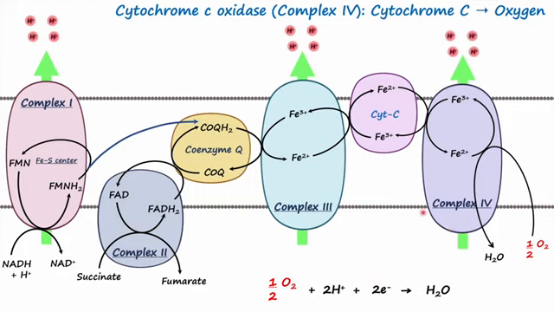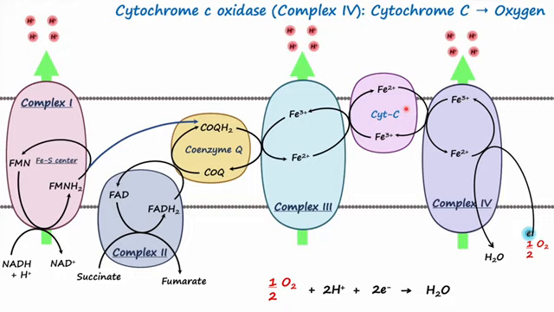And this is also the reaction of reduction of oxygen, which forms water. So you have oxygen, then 2 protons, 2 electrons, which then forms the water in the mitochondrial matrix. So the electrons from cytochrome C are then passed through complex 4 and finally to the oxygen and reduce oxygen to water.